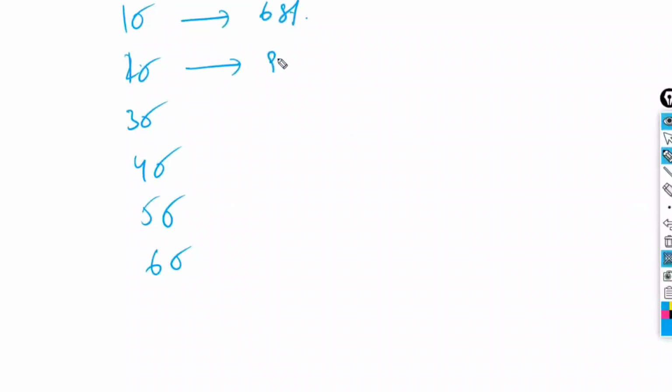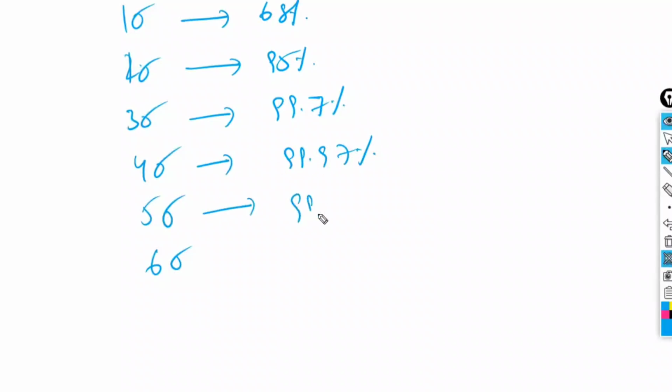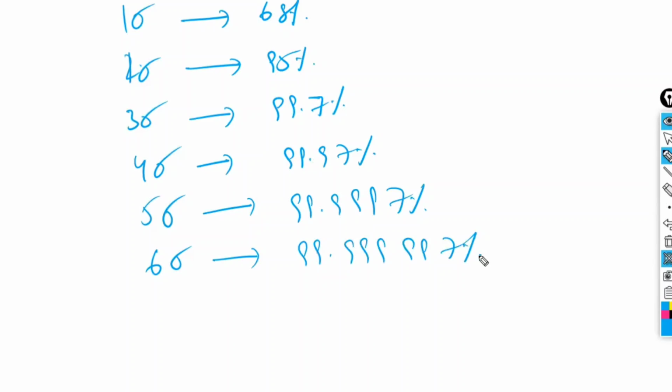2 Sigma means 95% of the data. 3 Sigma means 99.7% of the data. 4 means 99.97% of the data. 5 means 99.997% of the data. 6 Sigma means 99.99997% of the data.